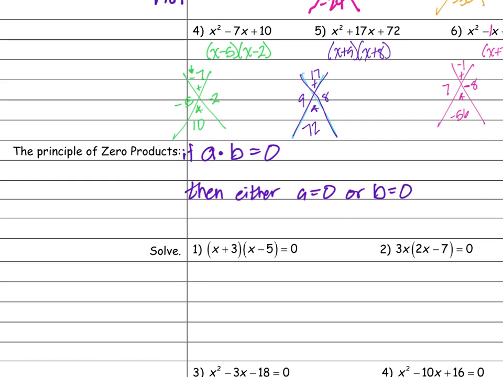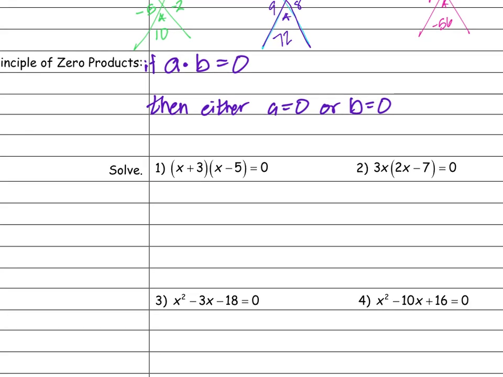So if I look at this first one here, I have 2 things multiplied together, right? I have x plus 3 times, because the parentheses are touching, it means times, x minus 5. I have 2 things multiplied together, and they equal 0. That means either x plus 3 equals 0 or x minus 5 equals 0. This is how I'm going to solve it. It's really hard. Now it's a one-step equation.